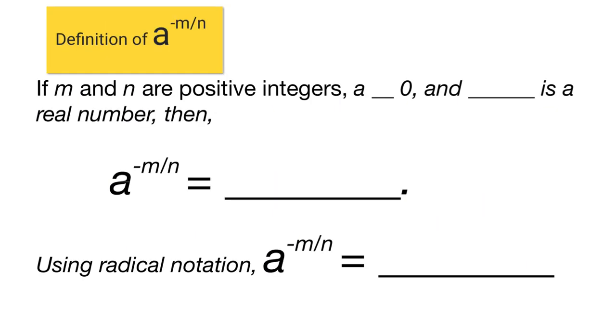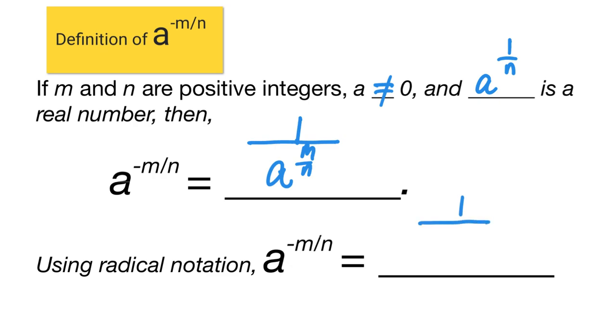The definition of a raised to a negative rational exponent. If m and n are positive integers, a is not equal to 0, and a raised to 1 over n is a real number, then a raised to negative m over n is equivalent to 1 over a raised to m over n. Now, using a radical notation of the same expression, we can also say that this is equivalent to 1 all over the nth root of a raised to m.